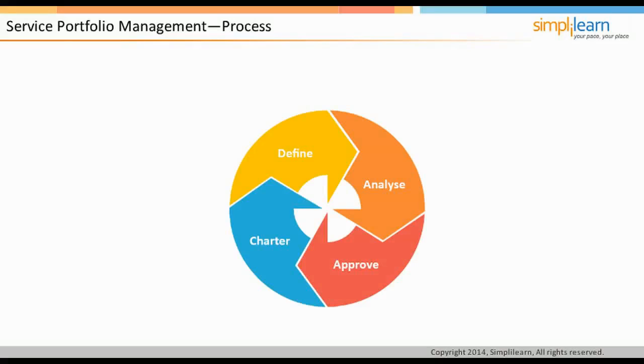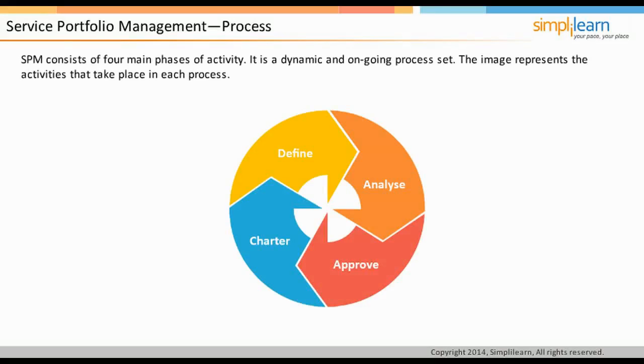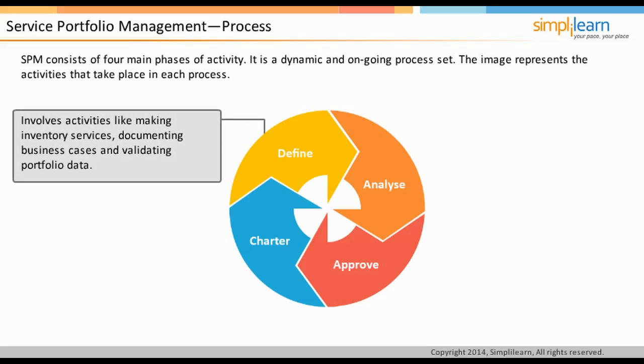SPM consists of 4 main phases of activity. It is a dynamic and ongoing process set. It includes the following activities as shown on the screen. Define. This step involves activities like making inventory services and ensuring business cases are documented to understand the opportunities and threats. This step also involves validating portfolio data.